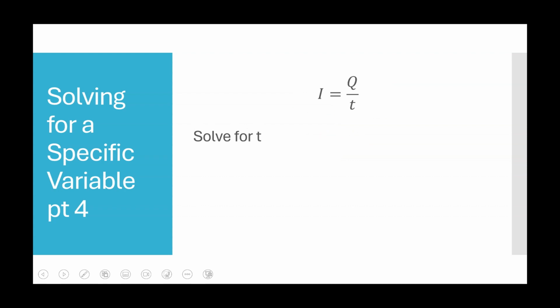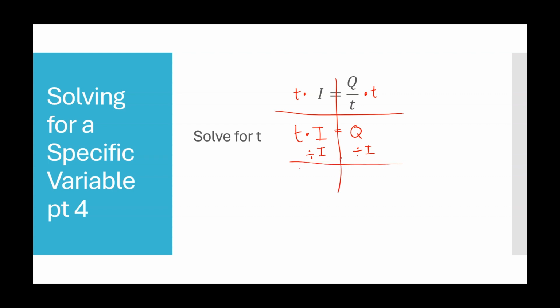Here I'm solving for t, and t is in the denominator. That's a bit of a pain for me. So the first thing I'm going to do is get t out of the denominator by multiplying by t on both sides, just like I did earlier when I was solving for q. So t times I equals q, and now I want t by itself, so I'm going to get rid of this times I by dividing by I on both sides. T equals q divided by I.